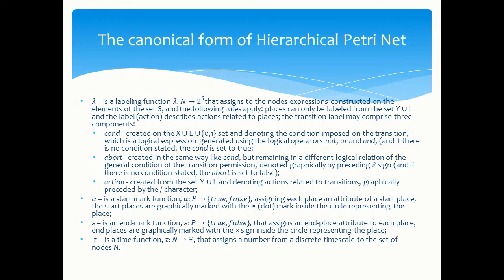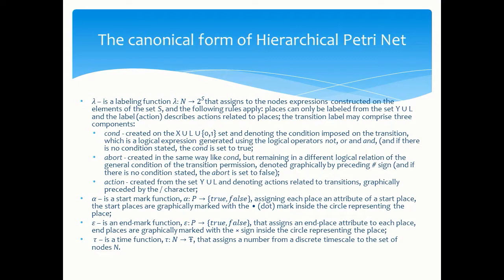The transition label may comprise three components. Cond, created on the X and L sets and denoting the condition imposed on the transition, which is a logical expression generated using the logical operators not, or and. Abort, created in the same way like cond, but remaining in a different logical relation of the general condition of the transition permission, denoted graphically by preceding hash sign. Action, created on the Y and L sets and denoting actions related to transitions, graphically preceded by the slash character.